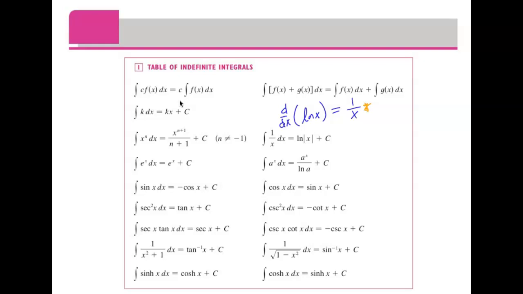One other thing: this is called hyperbolic trig, and we don't need those. So the ones on the very bottom are unnecessary.